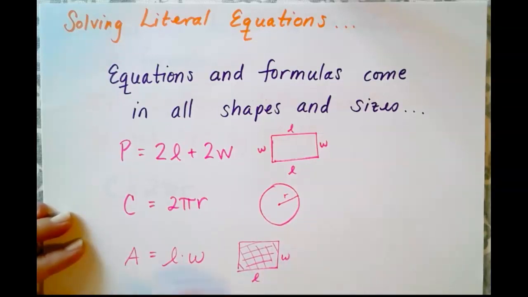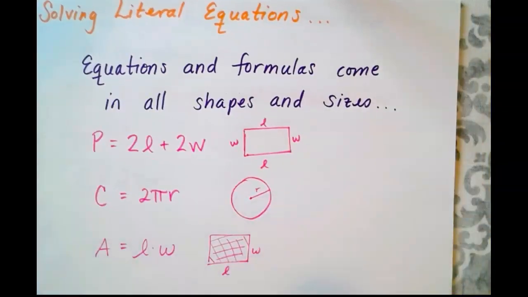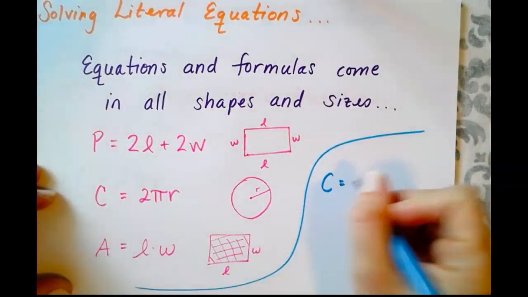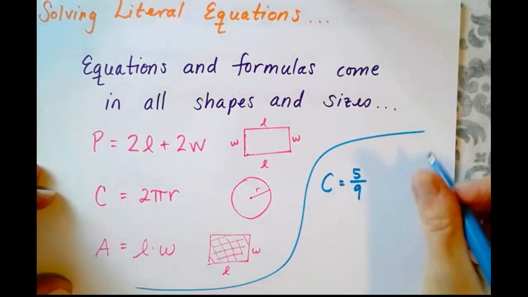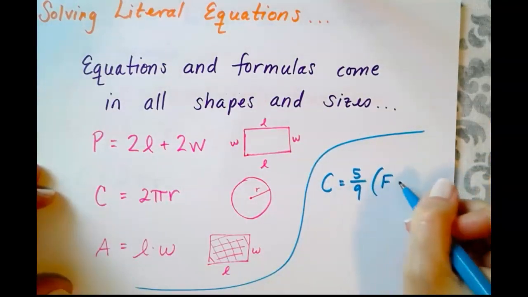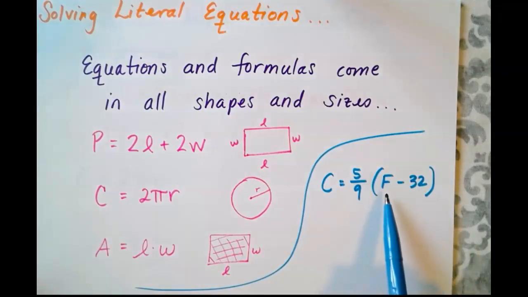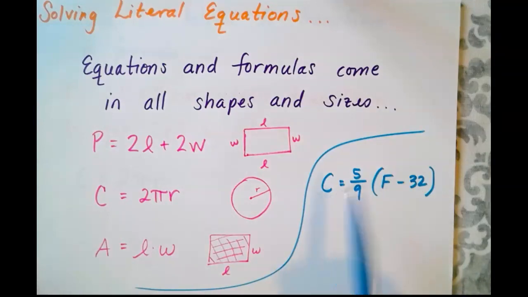Another good one is one that maybe you have seen in science class, and it says C equals 5/9 times F minus 32. This is a formula or a literal equation that allows us to convert from degrees Fahrenheit to degrees Celsius. So these are all formulas, and there's lots and lots more that you see in math and science classes.